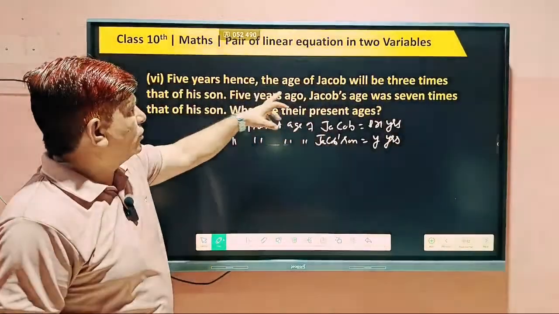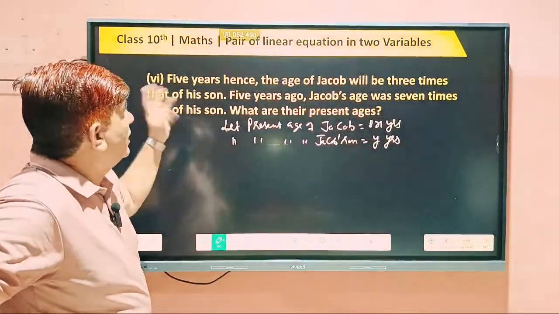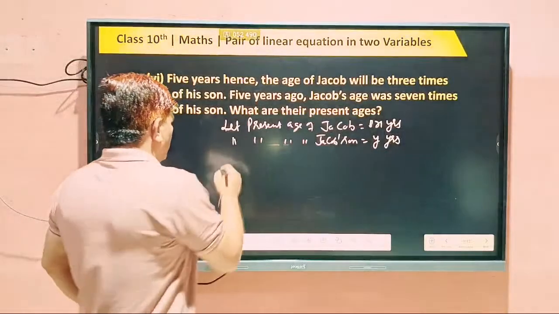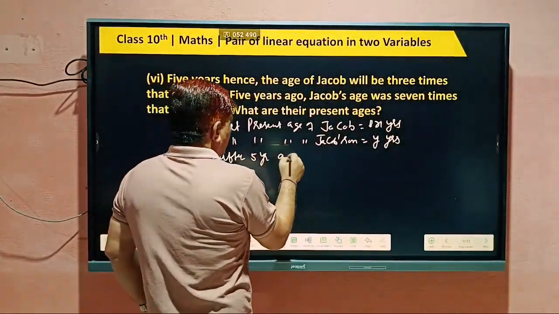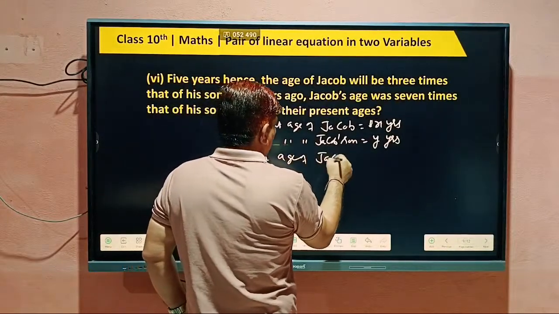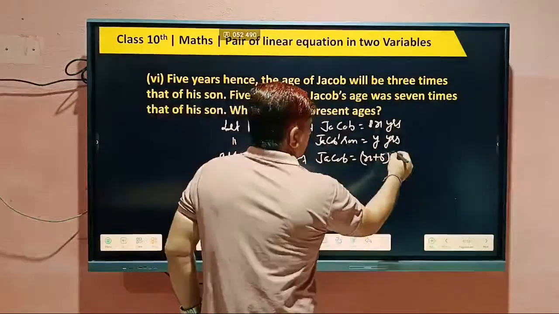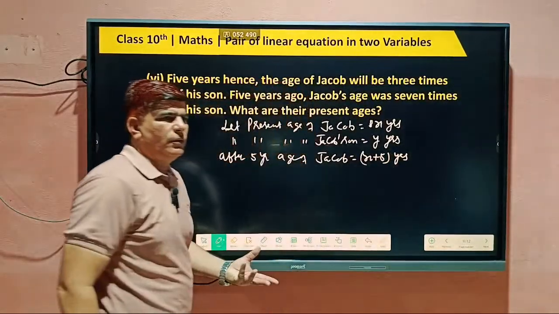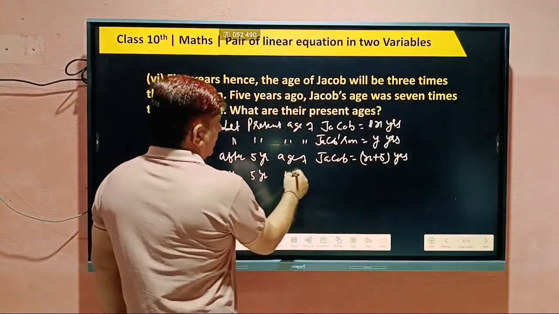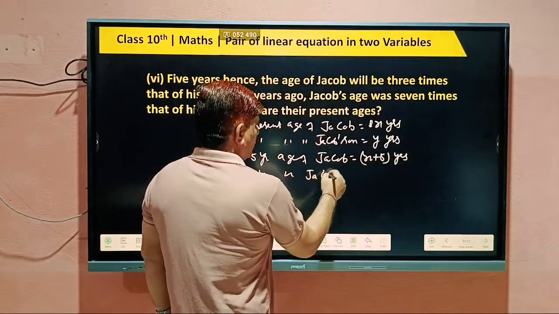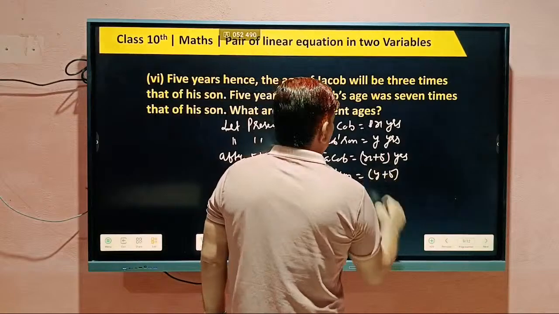5 years hence, the age of Jacob will be 3 times that of his son. 5 years hence means after 5 years. After 5 years, the age of Jacob, how much? x plus 5. Present age x. So after 5 years, how much? The age of Jacob's son after 5 years is y plus 5.